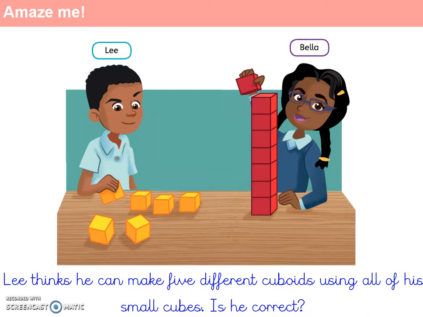Then for question 1B, Lee thinks he can make 5 different cuboids using all his small cubes. Is he correct with this? So again, think about what a cuboid is and think about the different ways you can create it based on the amount of cubes that Lee actually has.